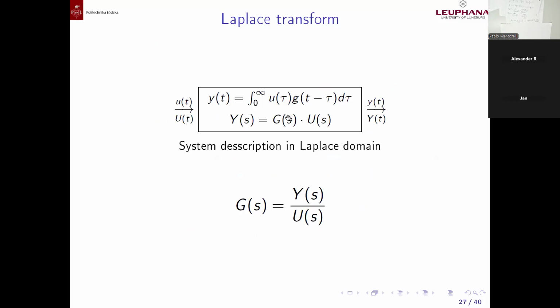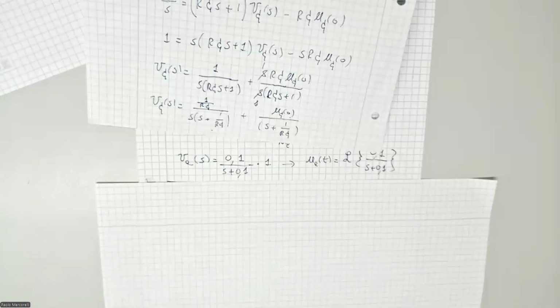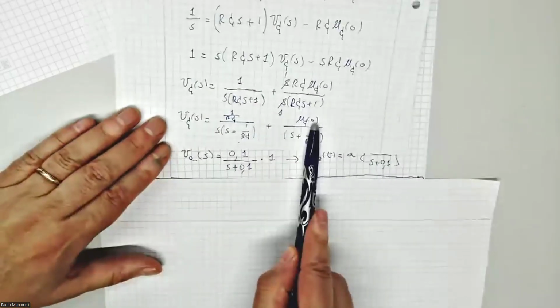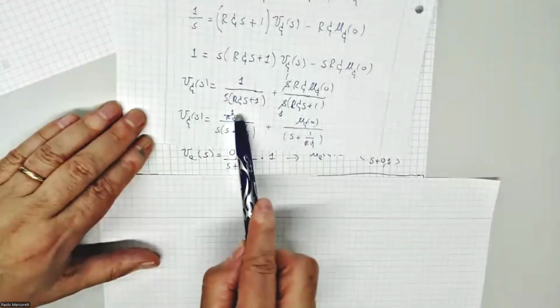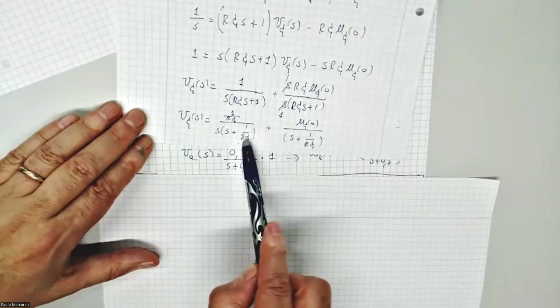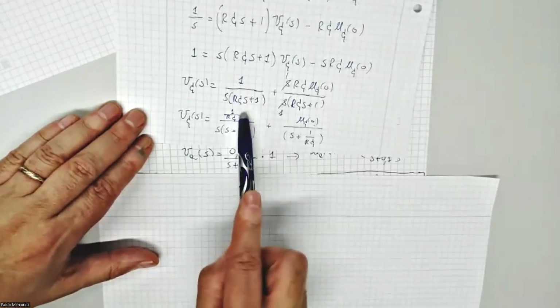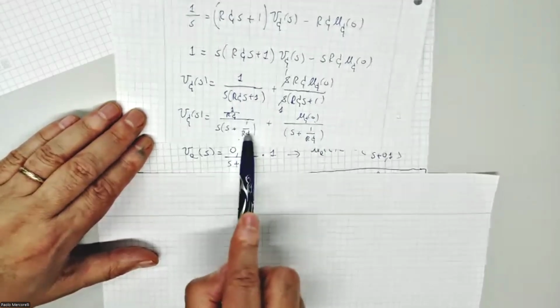Look, G of S, which is Y of S divided by U of S, is something which does not depend on U. We can see from here, because I divide basically Y of S by U of S. It's the ratio between output and input. Meaning, in this case, let me consider UC of 0 equals 0, RC equal 1. What is the transfer function here? The transfer function is 1 divided by S plus 1 if RC is 1.